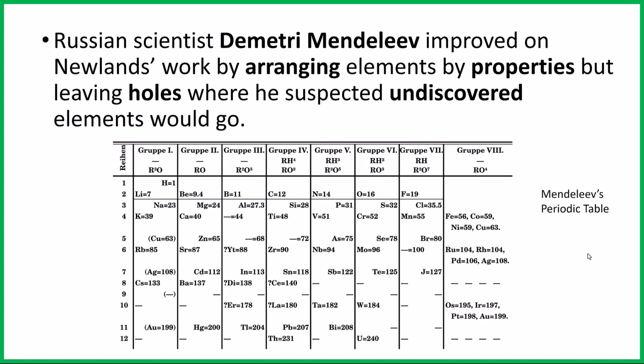Then Russian scientist Dmitry Mendeleev improved on Newlands' work by arranging elements by properties, but leaving holes where he suspected that undiscovered elements would go. So this is his periodic table, and he left holes where he thought that undiscovered elements would be placed based on the properties of the current elements that they knew existed. He knew that there must be some gaps.